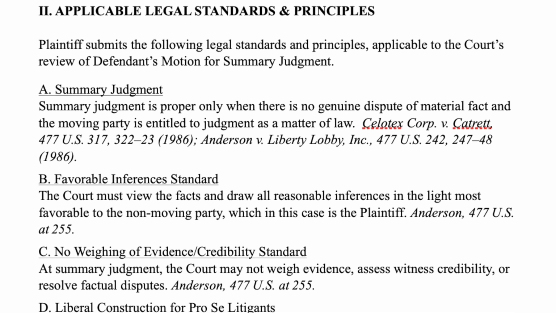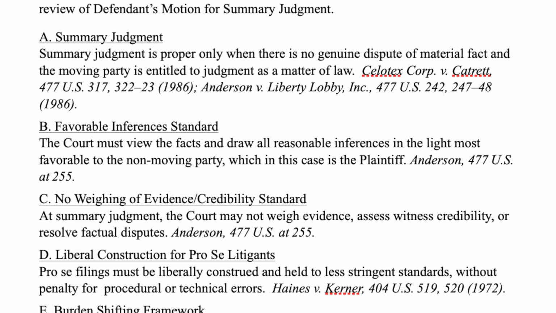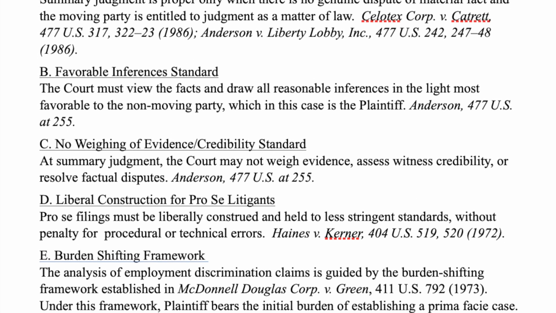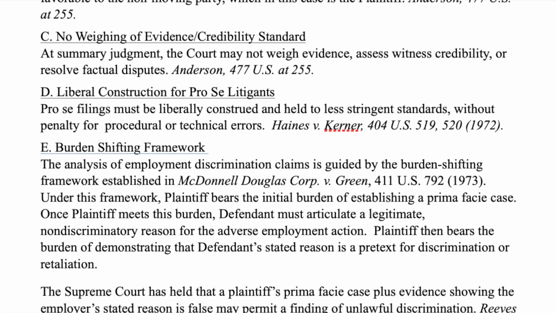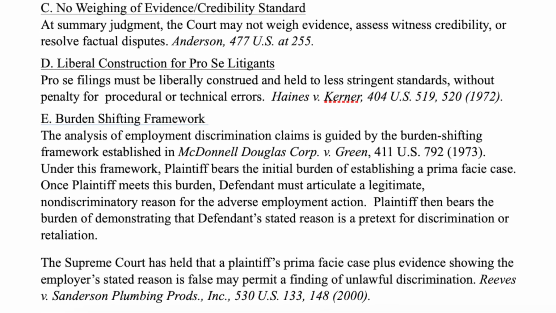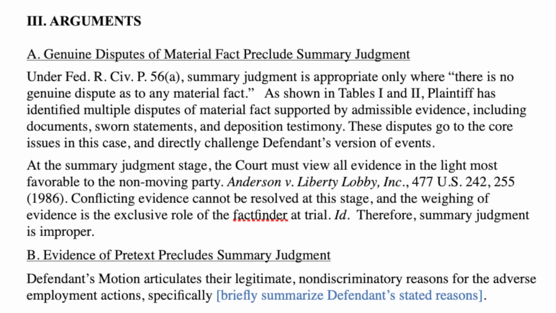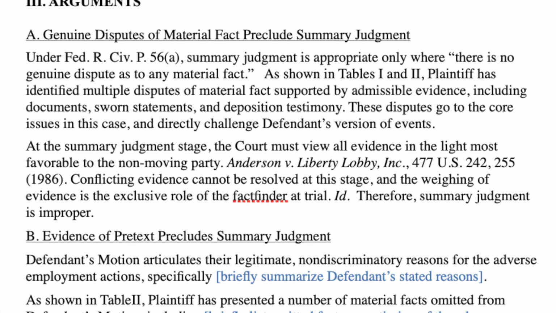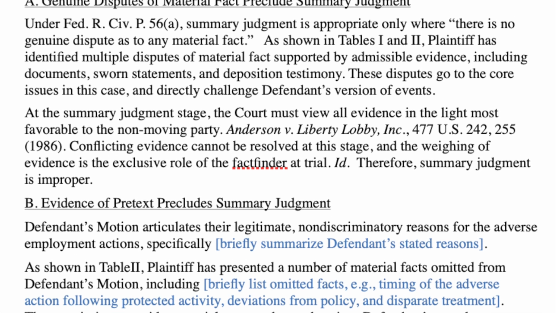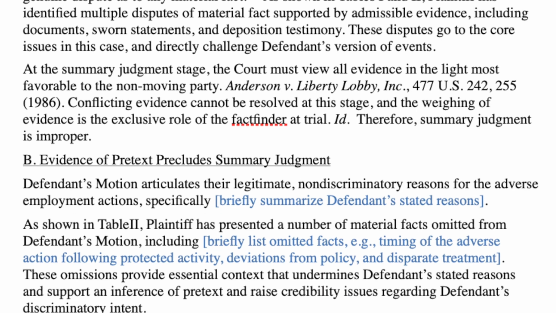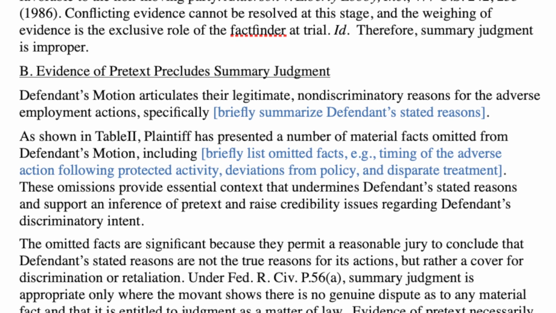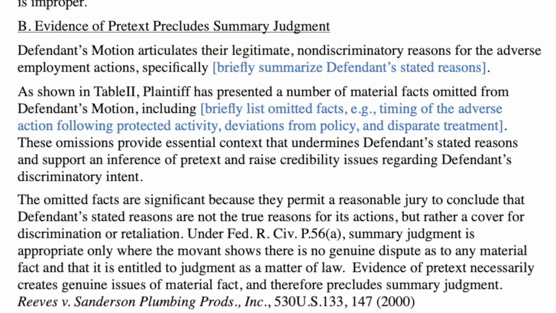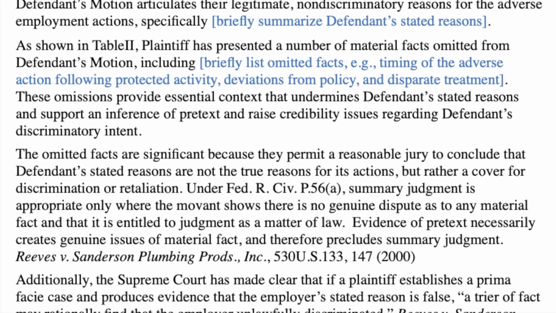Next, we move into the legal standards that apply at summary judgment. These are fairly straightforward, but we'll talk about them when we get into the case law of this whole thing next time. Once the legal standards are laid out, we move into arguments. And I only had 2 of these. One, that there are genuine disputes of material fact, and therefore there can be no summary judgment. And 2, that I presented evidence of pretext. Therefore, there can be no summary judgment.